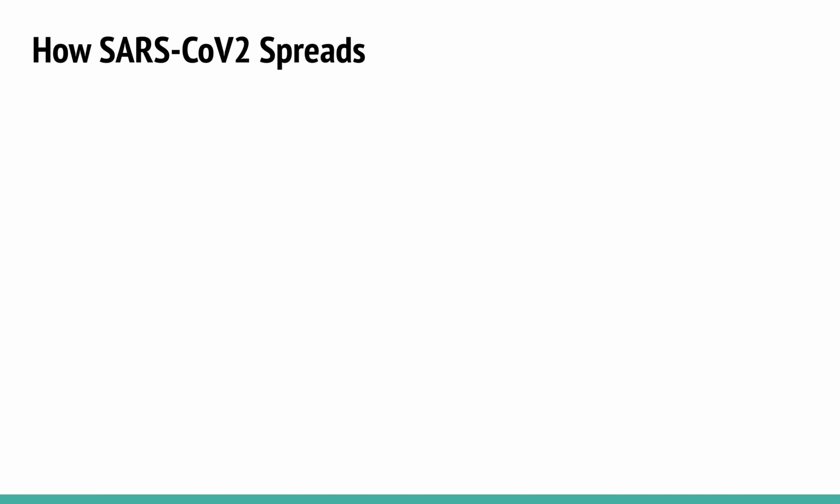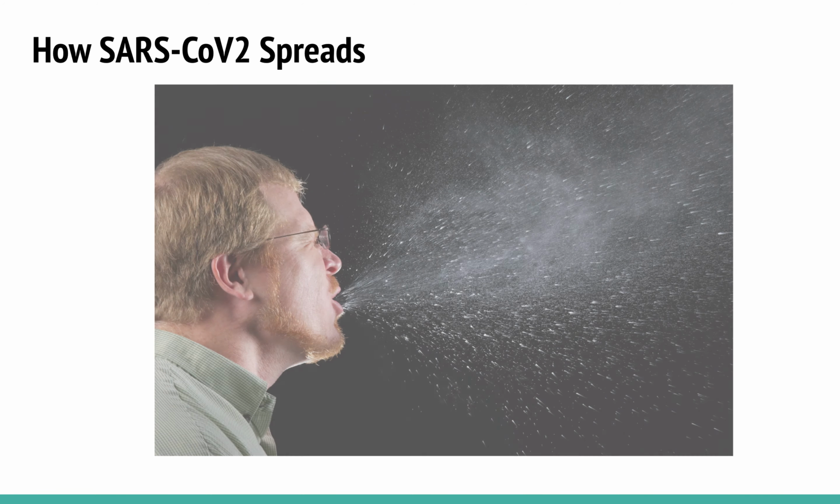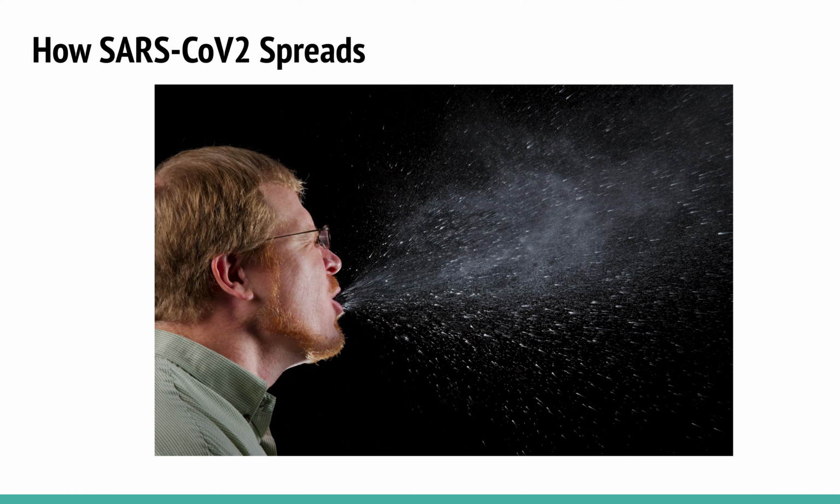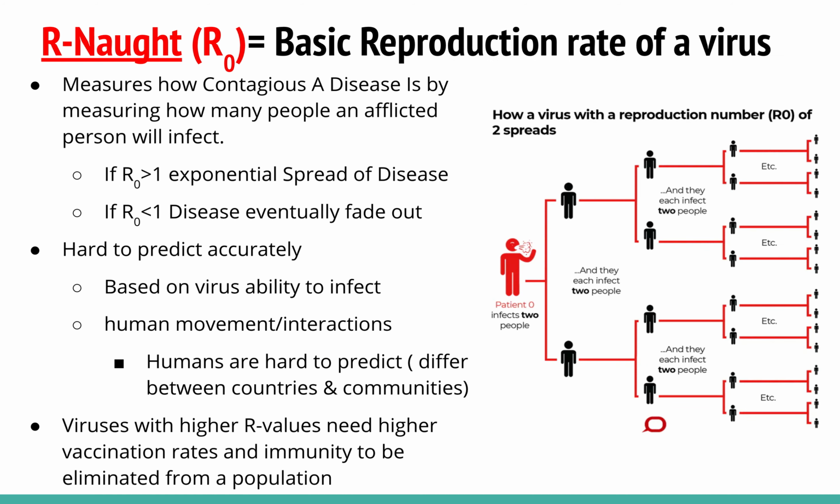All right, now how SARS-CoV-2 spreads. In these slides, I have a lot of videos that kind of go over how SARS-CoV-2 spreads through sneezing and things like that. But later in our unit, we're going to learn about a factor called R0, which is the basic reproduction rate of a virus, which measures how contagious a disease is by measuring how many people an afflicted person will infect.